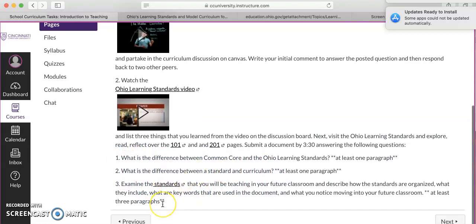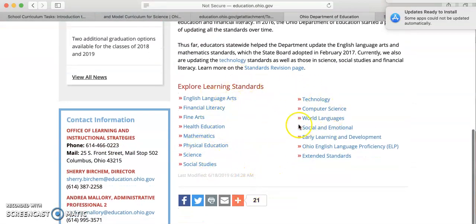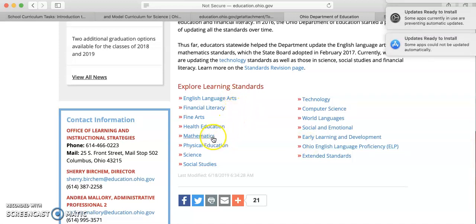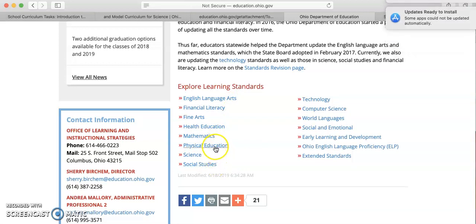And then, your last three paragraphs are going to be based off of this link to the Ohio Learning Standards. You're going to scroll down here and find what you could potentially be teaching in the future. Everyone should choose English language arts, math, science, or social studies. Those are the things you get to choose from. Do not choose physical education, because we're not licensing you in physical education or fine arts or financial literacy. You need to choose English language arts, math, science, or social studies to explore.